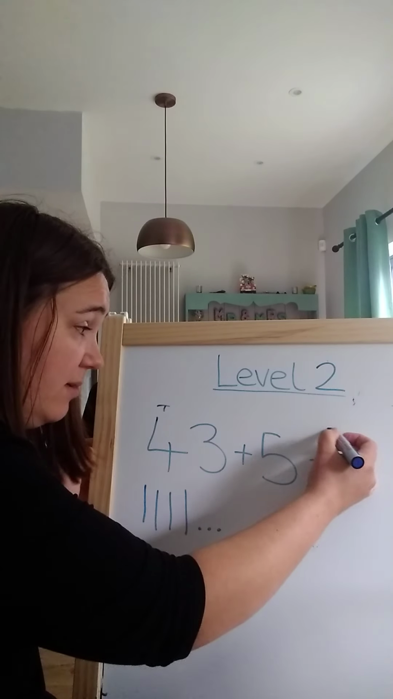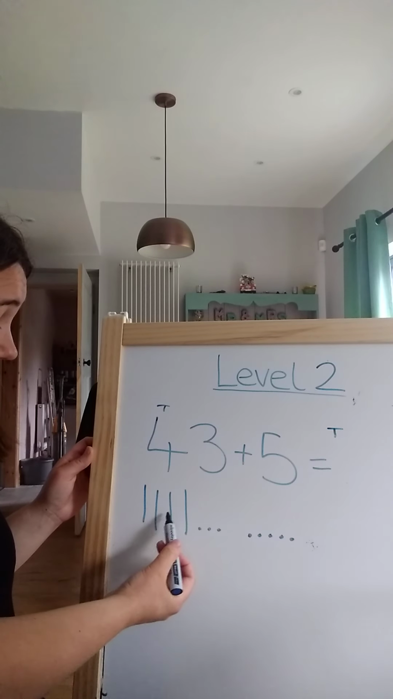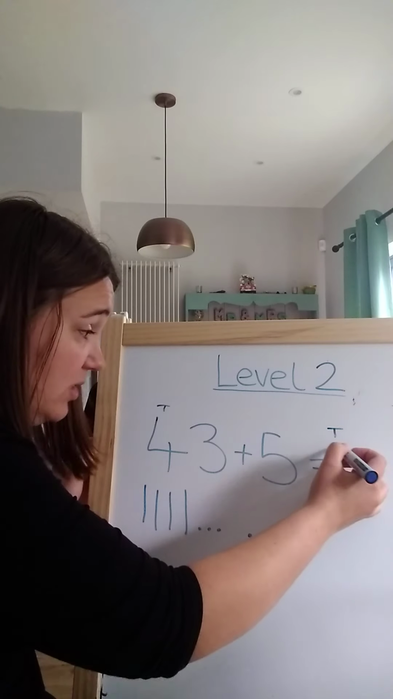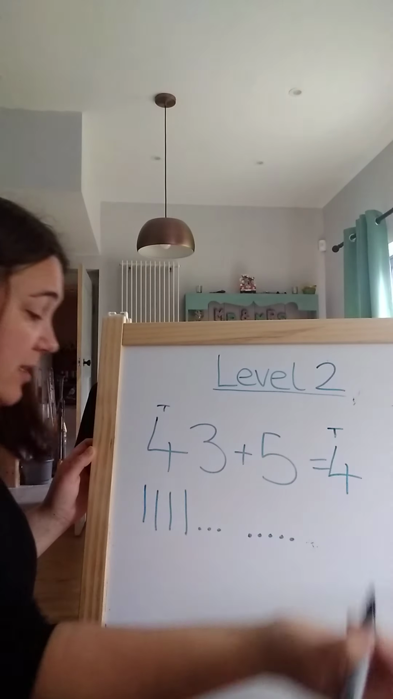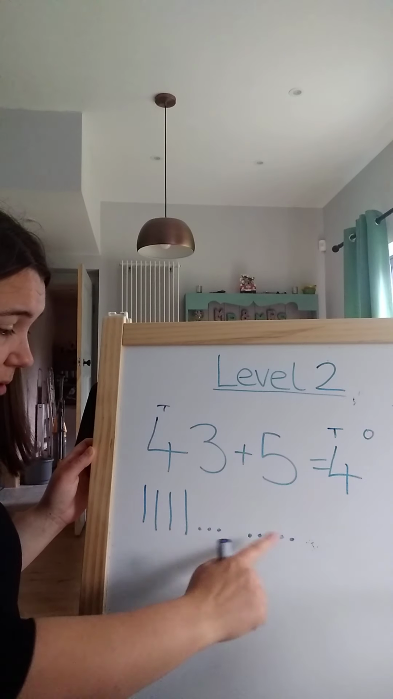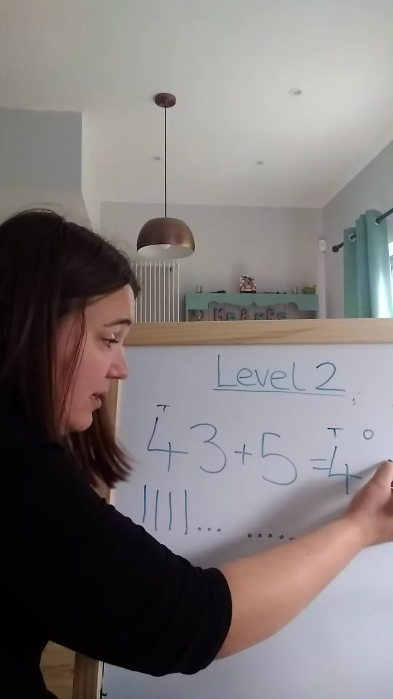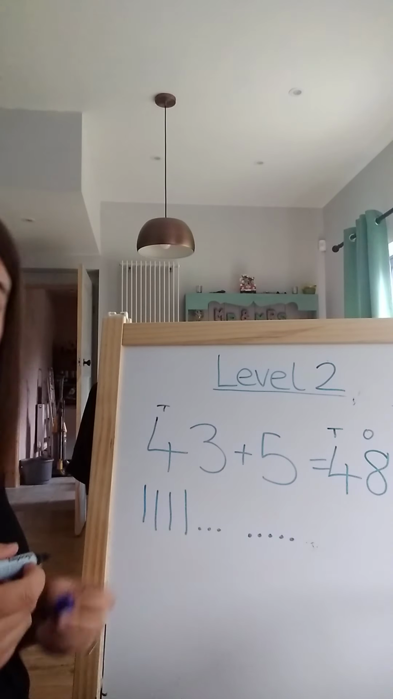So for the answer, how many 10s have I got? I've got 1, 2, 3, 4. 4 10s, which is 40. So I've got 4 10s there. And 1s, I've got 3, 4, 5, 6, 7, 8. So the answer is 48.